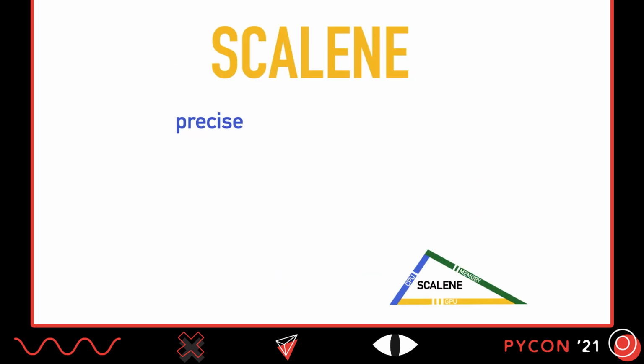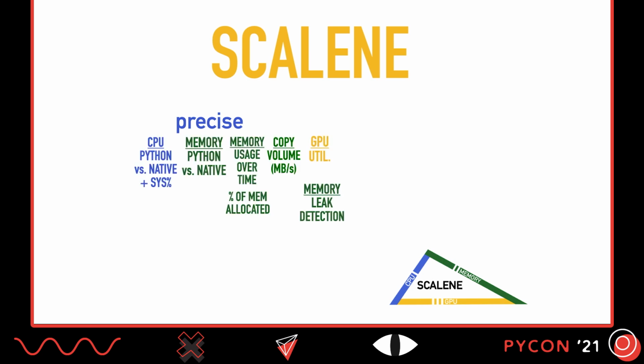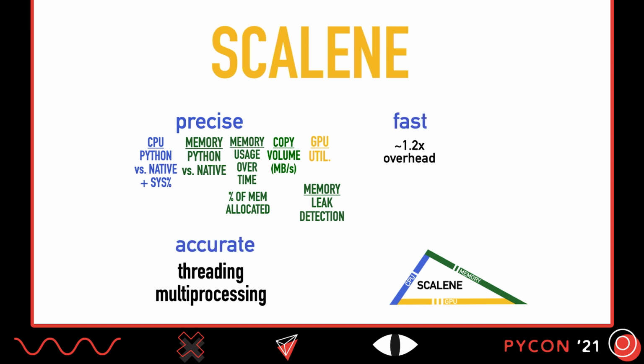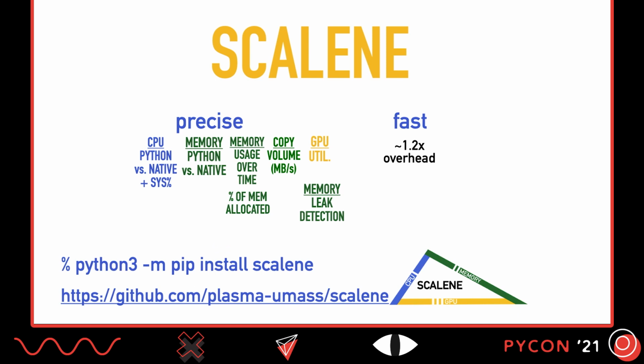So in conclusion, I hope I've convinced you that Scalene is not yet another profiler. It's a very different profiler. It's precise, providing unprecedented levels of detail for CPU time, while simultaneously profiling memory, GPU utilization, copy volume, and identifying leaks. It's reasonably fast, it's accurate, correctly attributing time for code that uses threads or multiprocessing. And finally, it's easy to install. It works on Linux, Mac, and Jupyter notebooks.